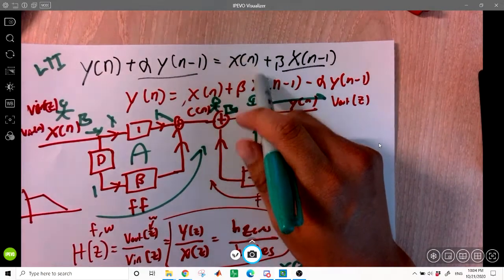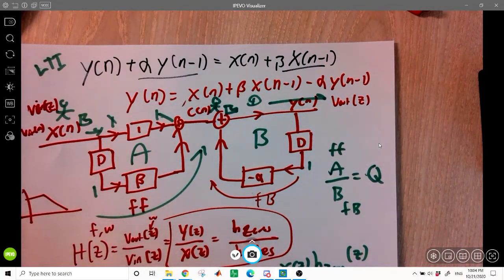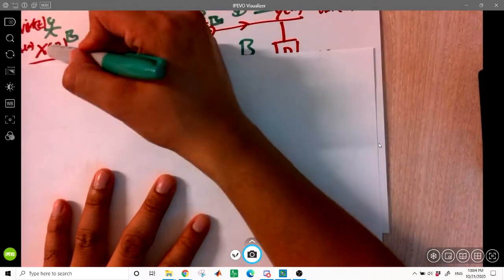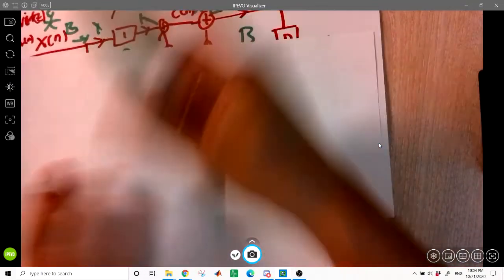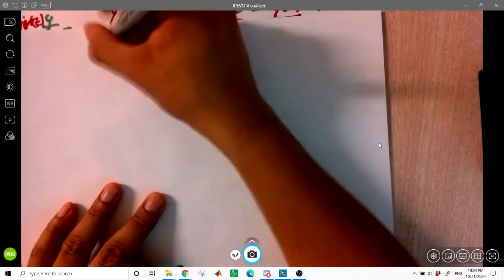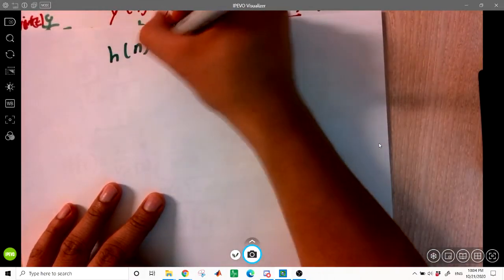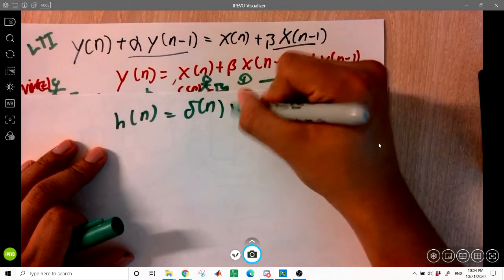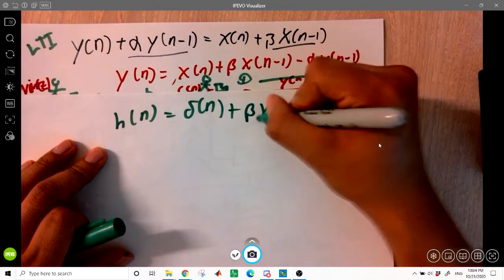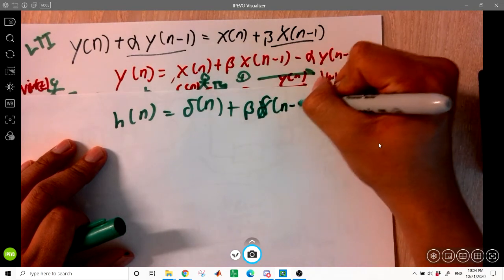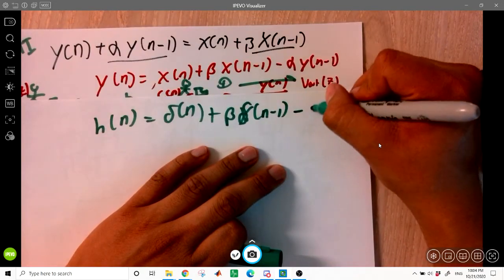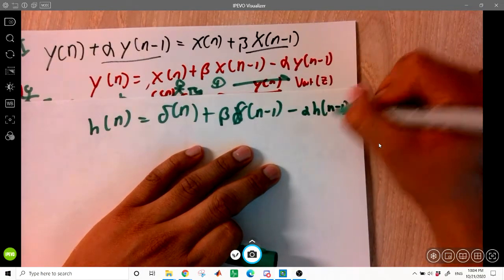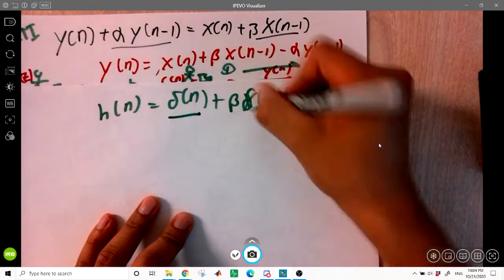Let's get our piece of paper. For the impulse response, we're going to kick something into our system. So here's the general rule of thumb. You just replace, there we go, let's bring that up there: plus beta x of n minus 1, minus alpha h of n minus 1. So right here we have our delta functions.